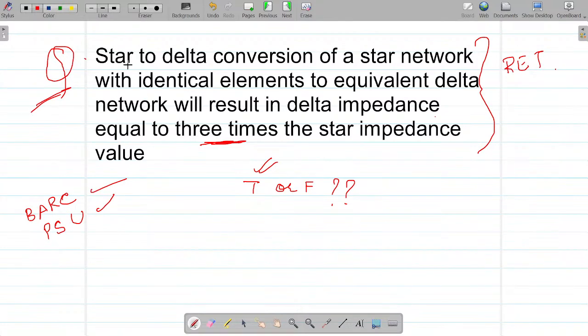If you're converting from star to delta, and you're given identical elements and you have to convert it into an equivalent delta, it will be what? 3 times the star value. Am I clear? Similarly, can you write the vice versa statement?